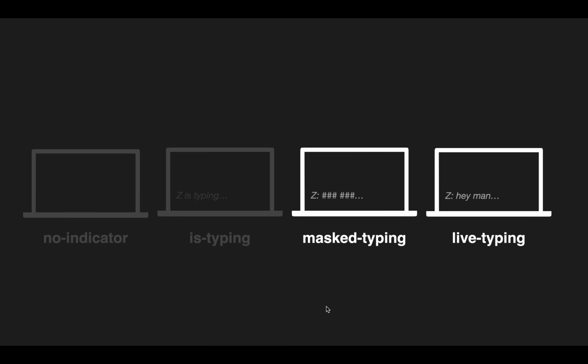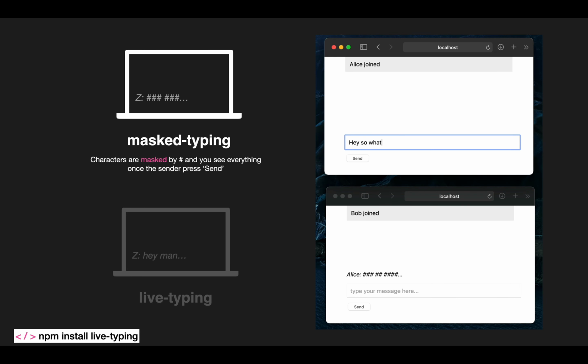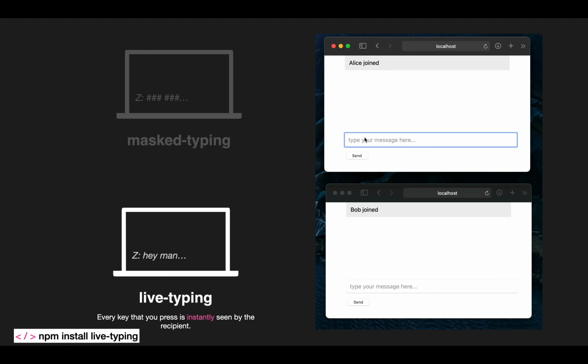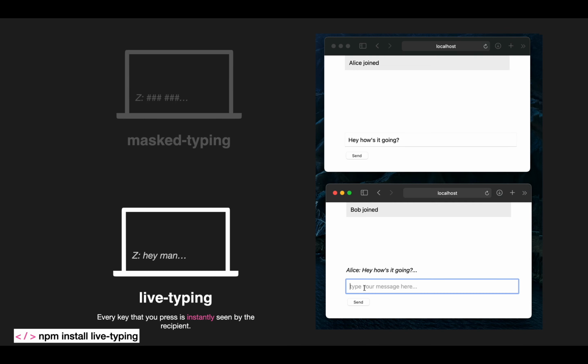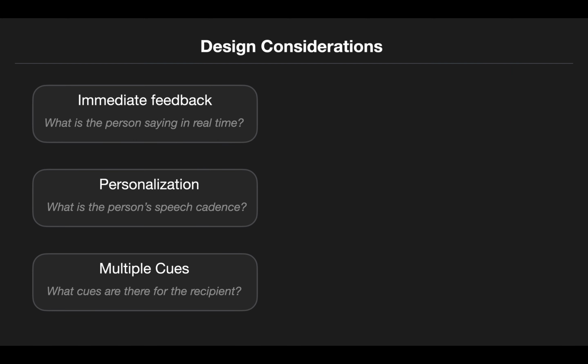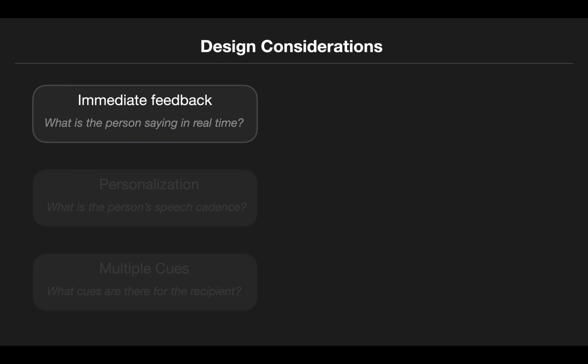Lastly, we designed two new typing indicators for a hierarchy of richness. The mask typing indicator masked each key pressed by the sender, where the user could only see the message once the sender pressed send. Whereas for live typing, every key pressed by the sender was instantly seen by the recipient. Both indicators allowed users to communicate without interrupting each other's flow. These design considerations were guided by media richness theory's characteristics of immediate feedback, personalization, and multiple cues.